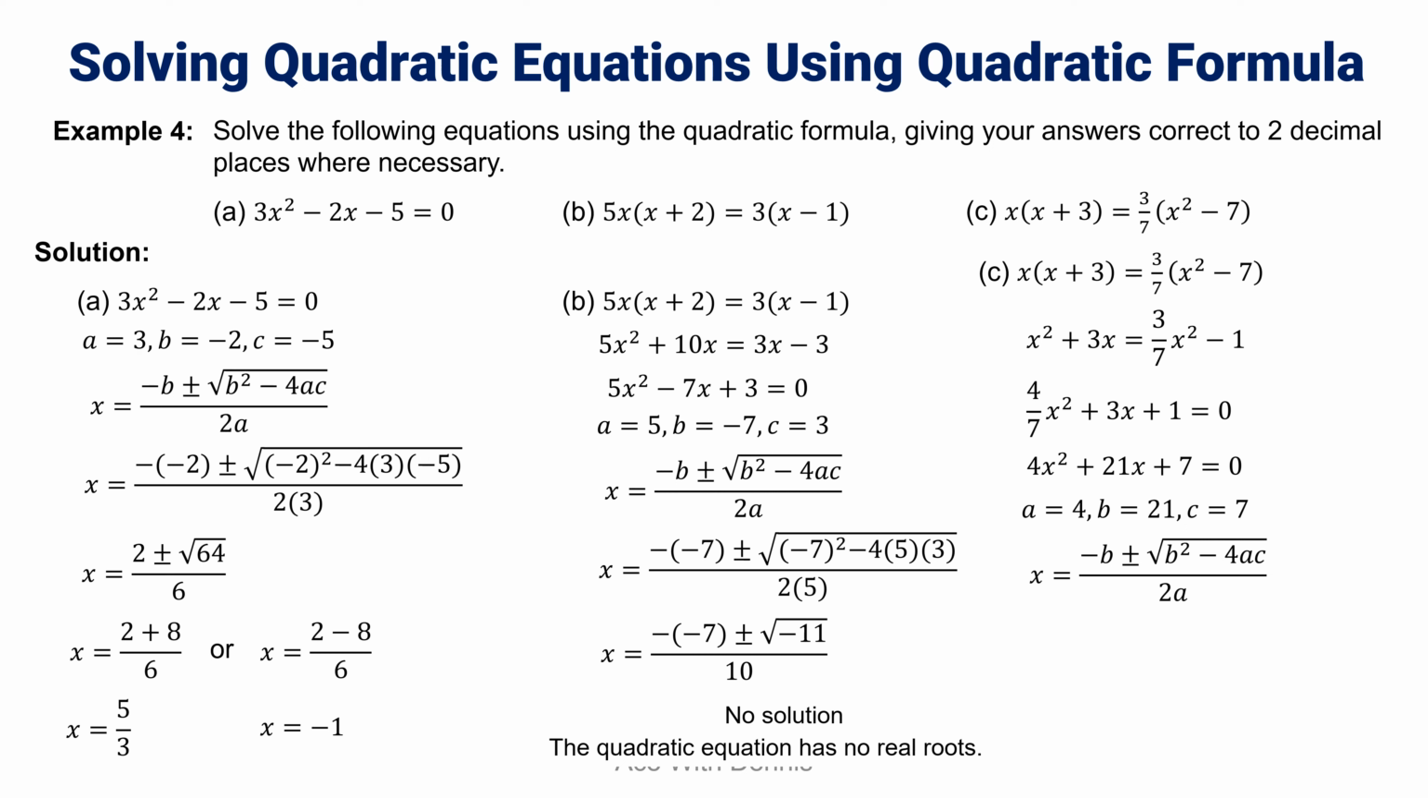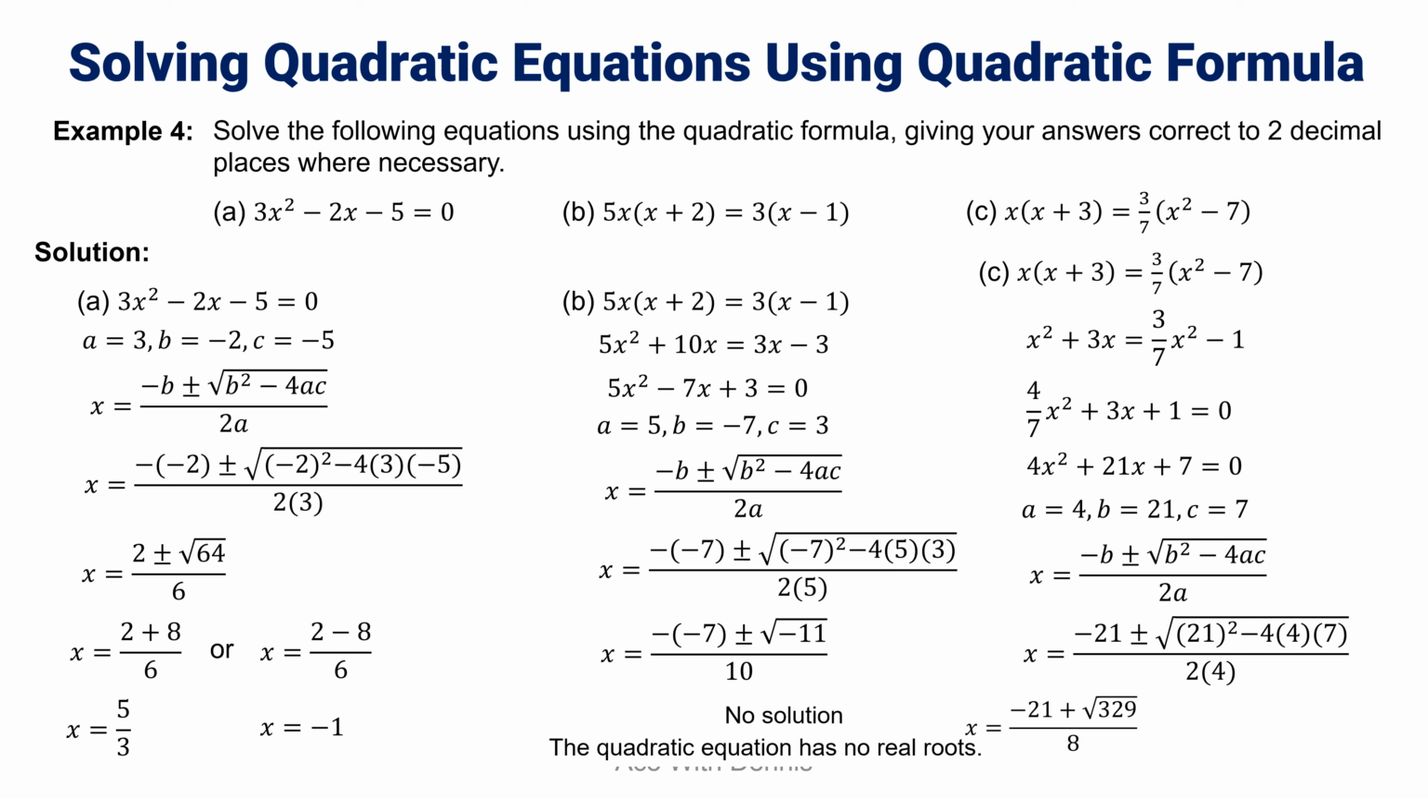Then apply the formula x equals -b plus minus square root of b squared minus 4ac over 2a. Substitute the values inside the formula. You get x equals -21 plus minus square root of 21 squared minus 4 times 7 over 2 times 4.